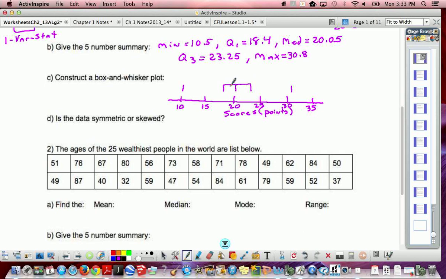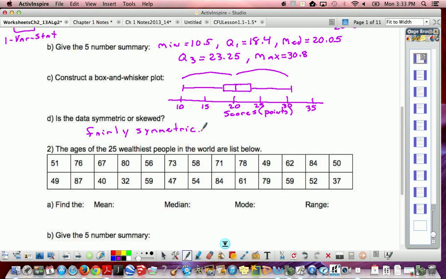So now what I can do is connect the tops of the middle half, that's my interquartile range, and draw whiskers to both ends. Okay. So now the last part here is I want to describe the data. Is it symmetric or skewed? Well, if I look up here, it seems to be fairly balanced on the left side as it does on the right side. So since it seems to be fairly balanced, I'm going to say it is fairly symmetric. And that's it for number 1.